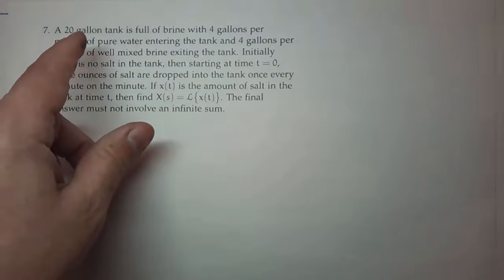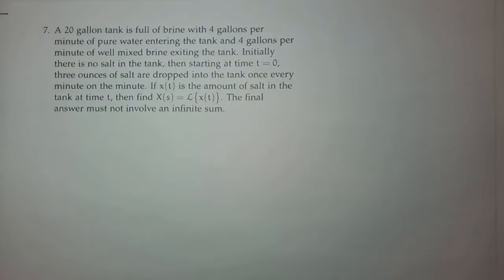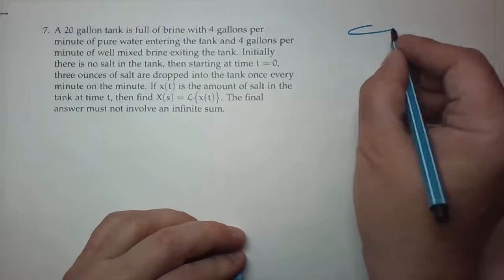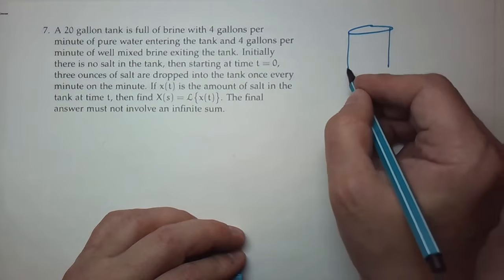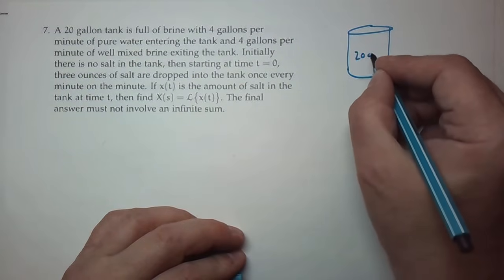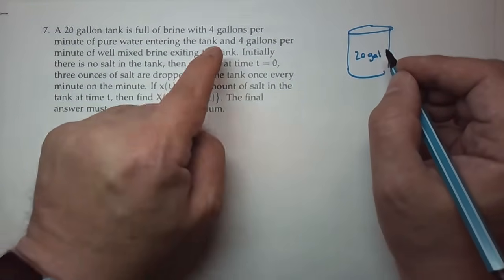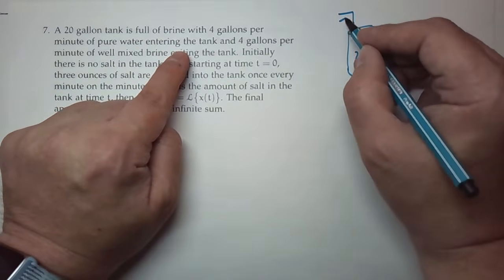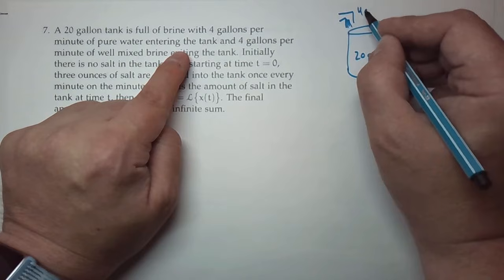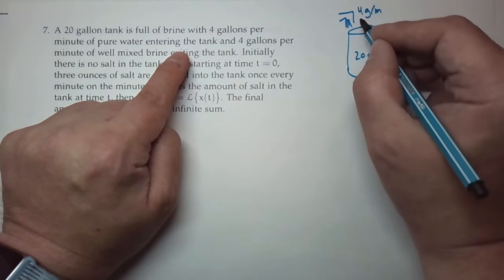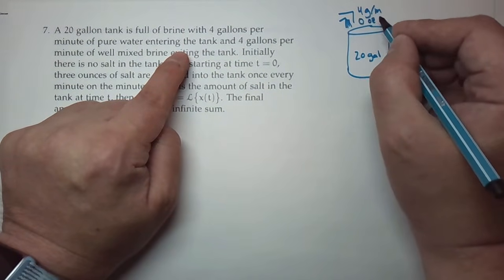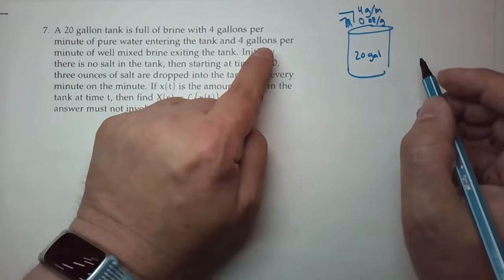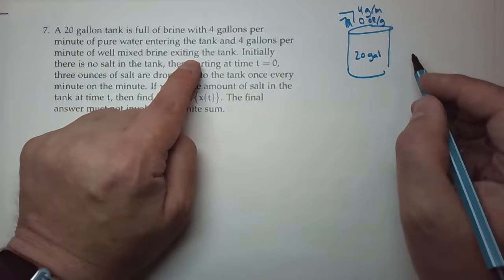We have a 20-gallon tank full of brine. Brine just means salt water. So let's draw some pictures here. 20 gallons, okay. 4 gallons per minute of pure water enter the tank. Okay, so we have 4 gallons per minute. It's pure water, so that means there's no salt. And 4 gallons per minute are exiting the tank.